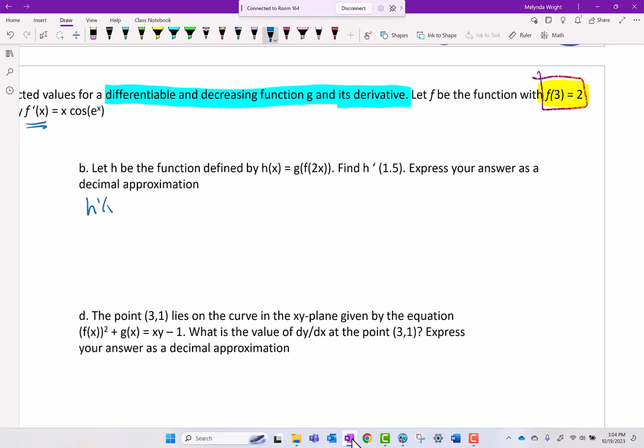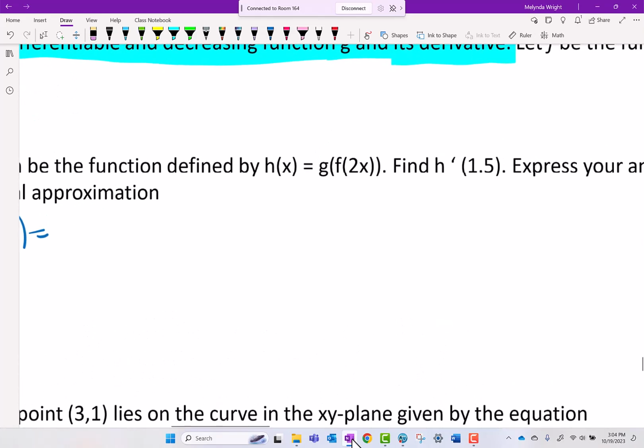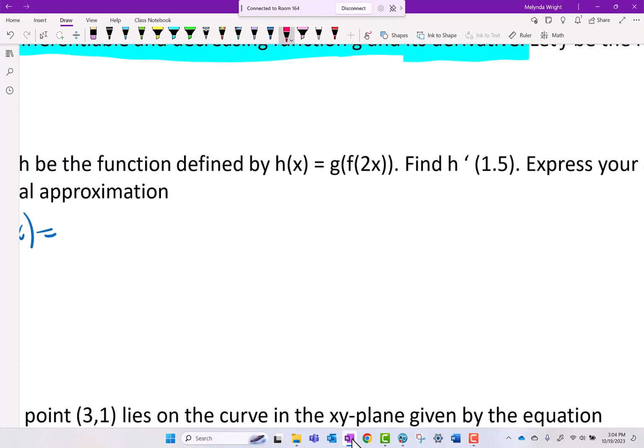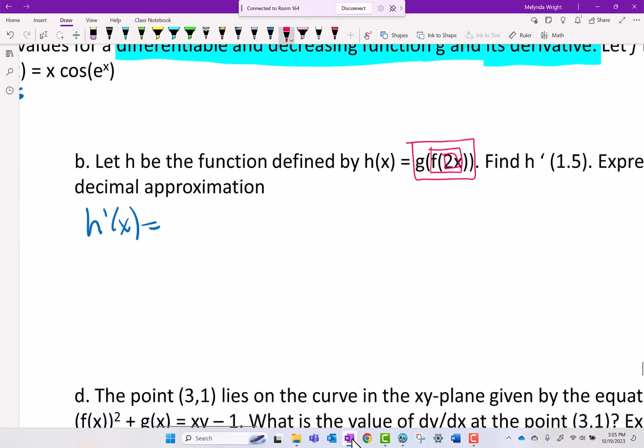So h prime of x, this is composite, right? So we're going to have to use what rule? Our chain rule, right? So let's just kind of do our boxes. So what do we got going on? We got this outside part, we have the middle part, and we have the inside part. I've got 3 chains. There's 3. Okay, so let's do that.